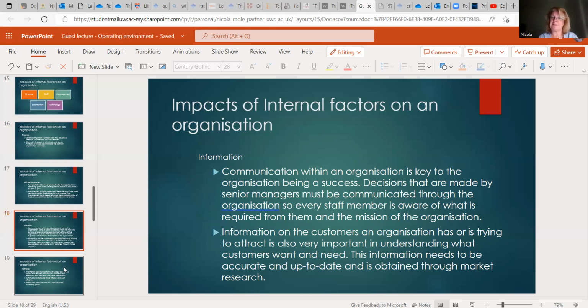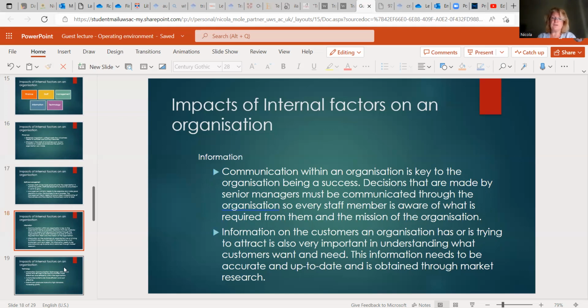If everyone is in the loop, as they say, if people understand what's happening in a business, they will be more motivated to work in the business. All right, so it requires open communication between managers and staff at all levels of the organisation.